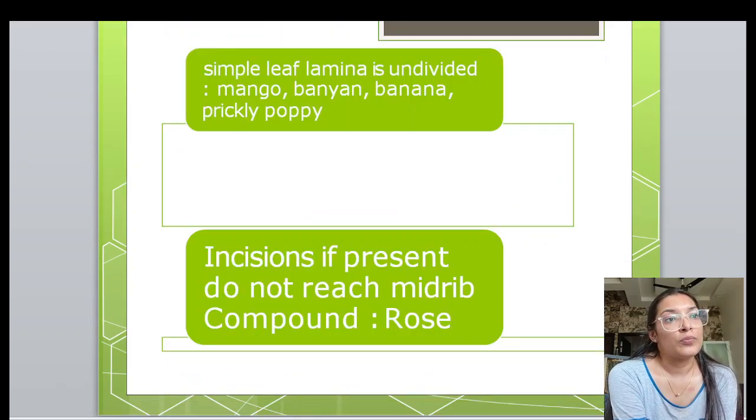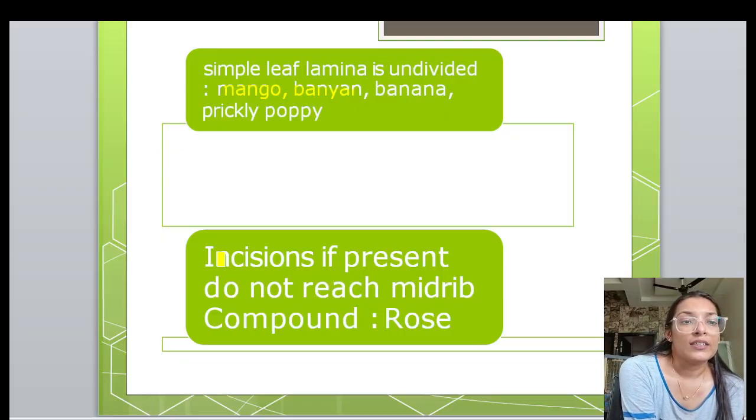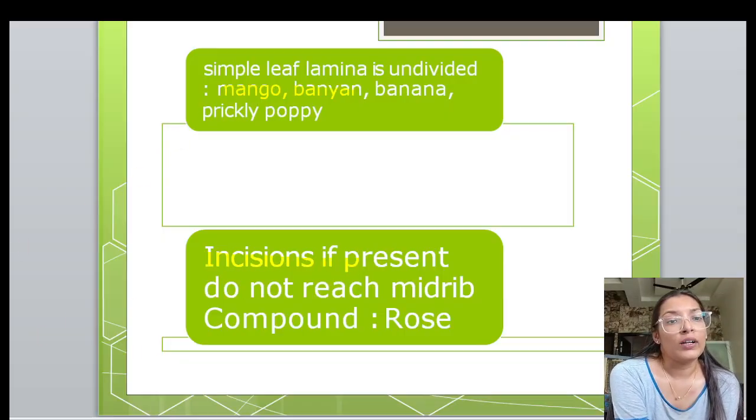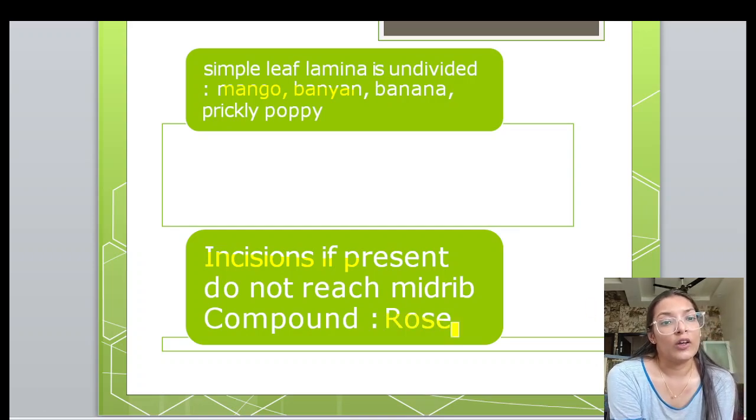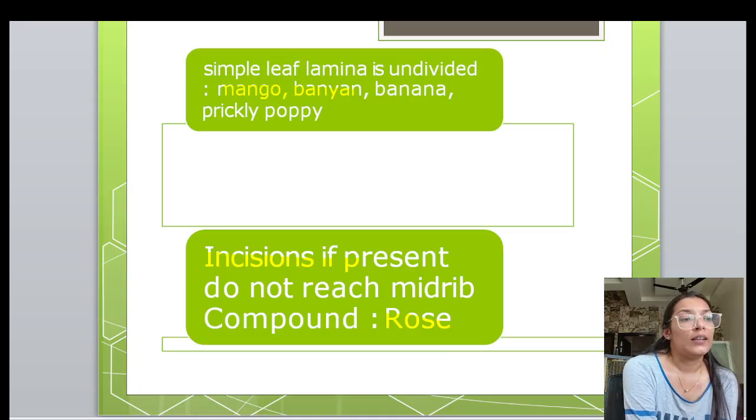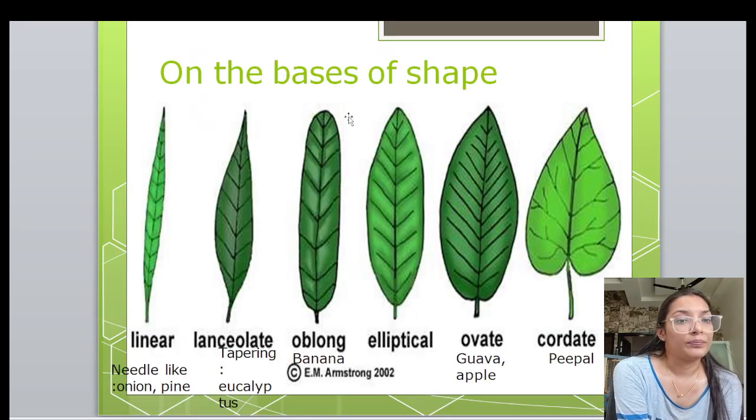Now here you can observe some of the examples which you can remember for your exam. Two examples you should remember. In simple leaf you can say mango and banyan tree. If you observe their leaf, it's an example of simple leaf. Then incisions, if present, do not touch the midrib, just like in the case of rose. Or we have also observed that silk cotton is also an example of compound leaf, right?